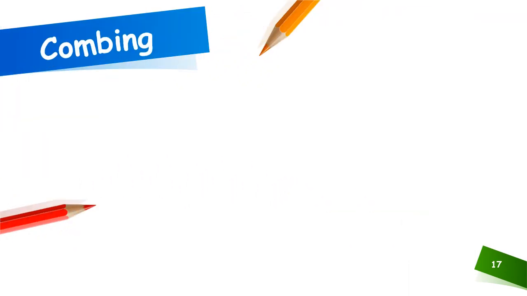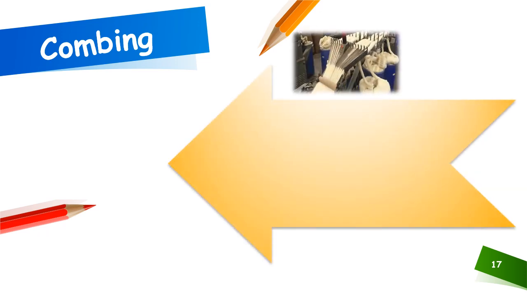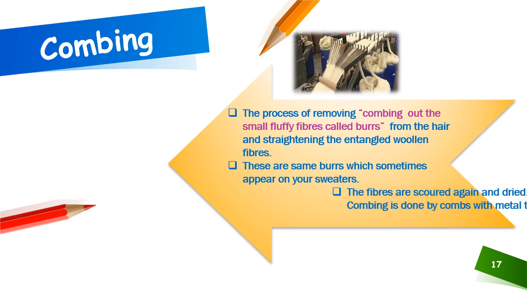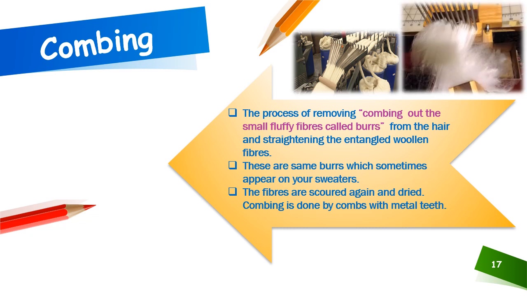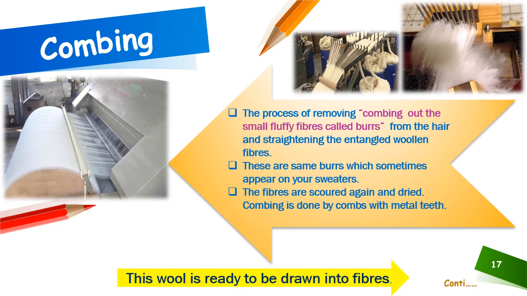Fourth step, combing. It is a process of removing, that is combing out, small fluffy fibers called burrs from the hair and straightening the entangled woolen fibers. Burrs are small fluffy fibers that can sometimes be seen on woolen sweaters. After the burrs are removed, wool fiber is scoured again and dried. Combing is done by using combs with metal teeth. Now the wool is ready to be drawn into fibers.